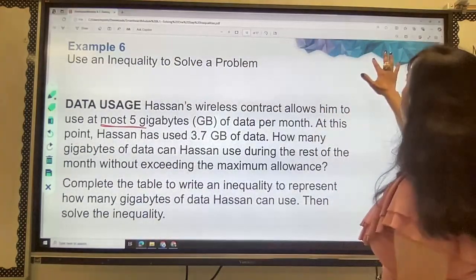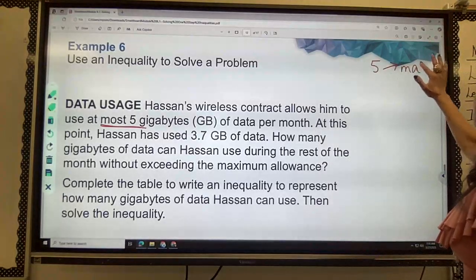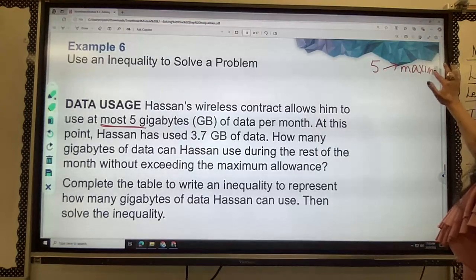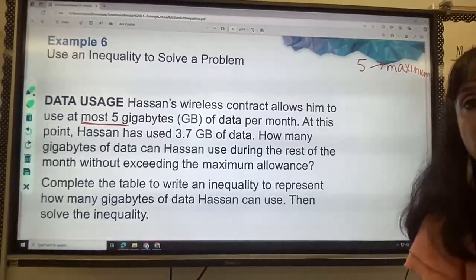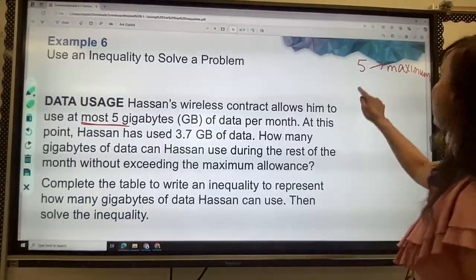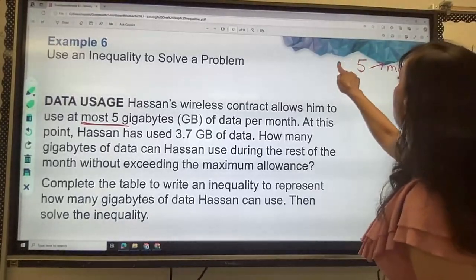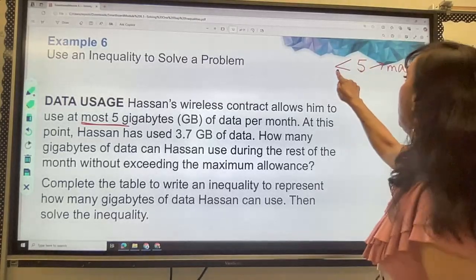So at most, which is 5, at most means it is the maximum amount. That's what at most means. And that means everything else is going to be less than that. So this is the greatest amount. Everything else at most 5, that means 5 is also included.